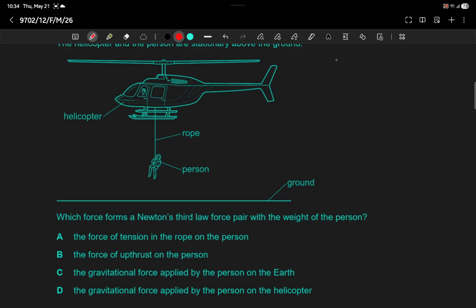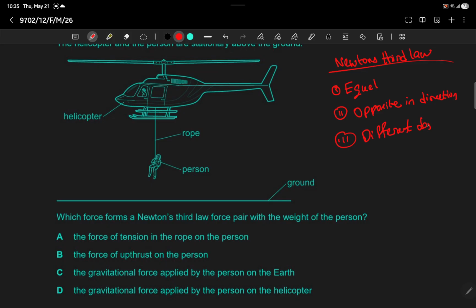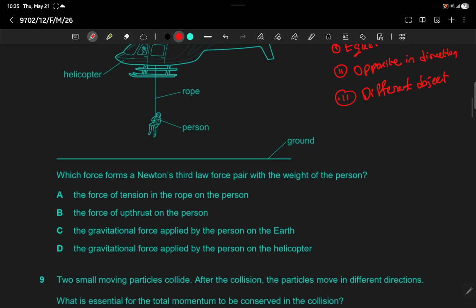So, what is Newton's third law? Newton's third law says that two forces will be equal but opposite in direction. And also, they have to act on different objects. So, which are the Newton's third law pairs?